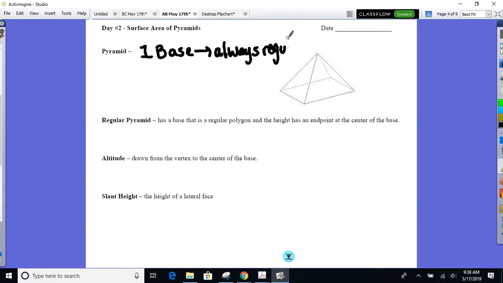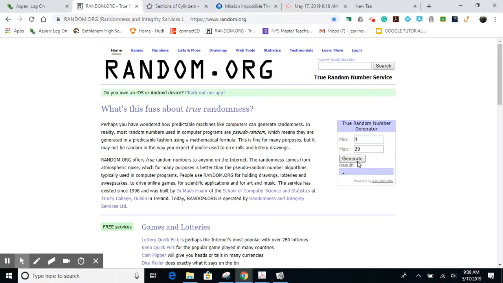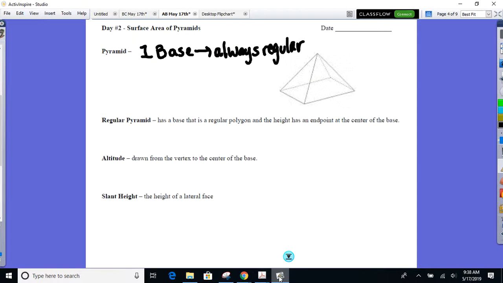Always regular. Anybody want to remind me what regular means? 35 weeks into the school year now. If the base is regular, what do I know about it then? If the base is regular, what do I know about it then? A regular figure. Regular figure. Come on, Jack, 35 weeks in.